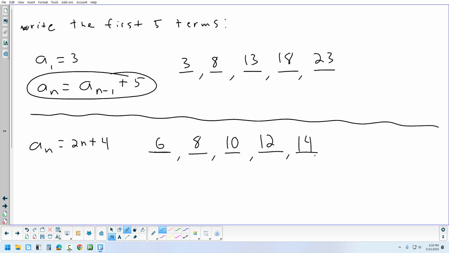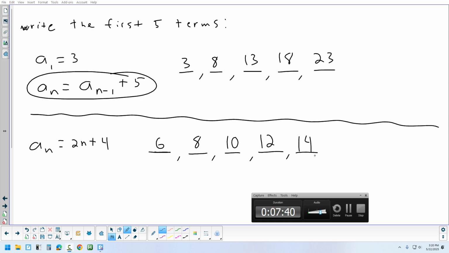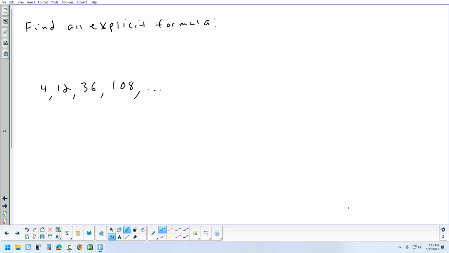Any questions on that? Okay. All right, so this one, they want us to find an explicit formula for the sequence 4, 12, 36, 108. So we already did one where it was explicit, and that was the first example. This one's not arithmetic. What kind of sequence is this one?